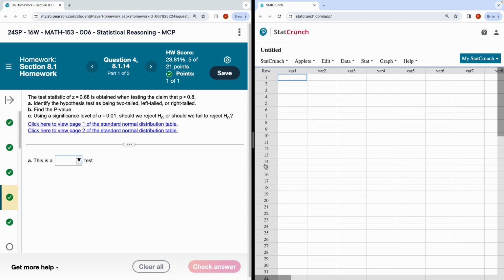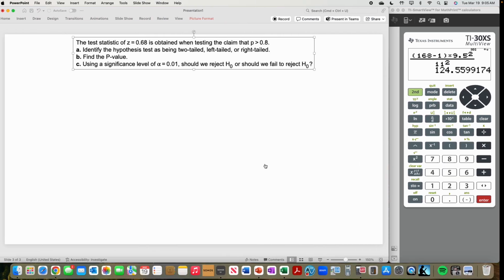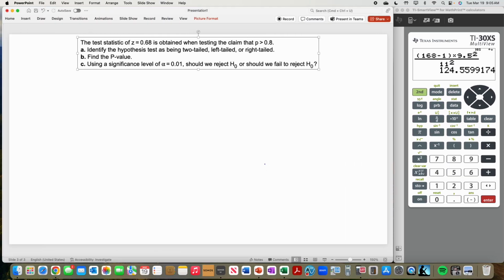So I have set up a little bit of some scratch work here to try to get at the root of this. So in part A, we're to determine if it's a two-tailed test, a left-tailed test, or a right-tailed test. Well, for that we need the claim. And it really helps if your claim is in the symbolic form. So our claim is that the proportion is greater than 0.80.